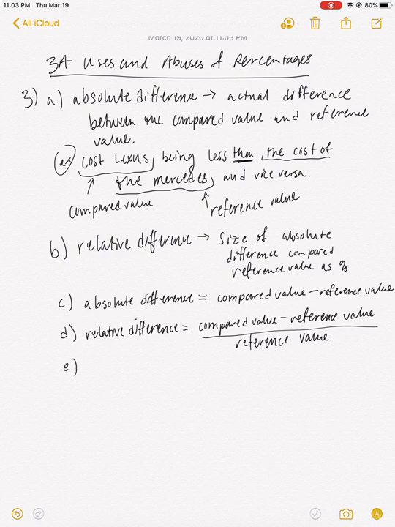Okay. So in part E, we have a situation to investigate here. So we have the median income of a family in Utah is $71,414. The median income of a family in Idaho is $55,583. Okay. So what are the absolute and relative differences between the incomes, how much more Utah is than Idaho? Okay, so Utah is going to be the compared value, Idaho is going to be the reference value.